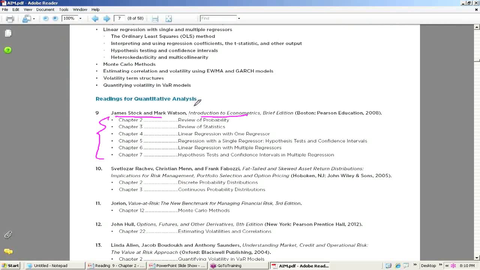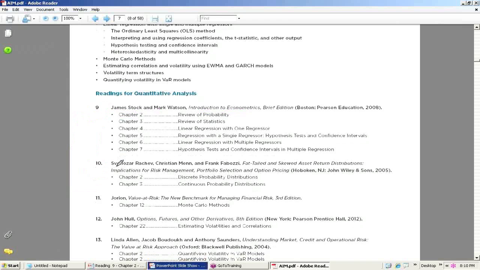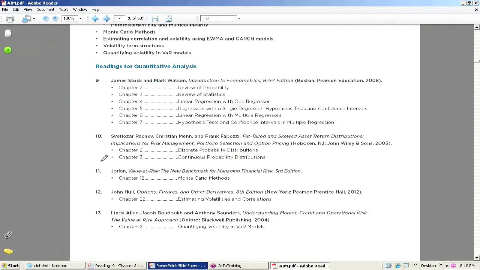Okay, so this is the book we'll be following, and in part 1 of the quantitative we'll be covering reading 9 and reading 10. We'll be deferring the other parts of the quantitative analysis until we cover the later material, when we cover the valuation and risk model.